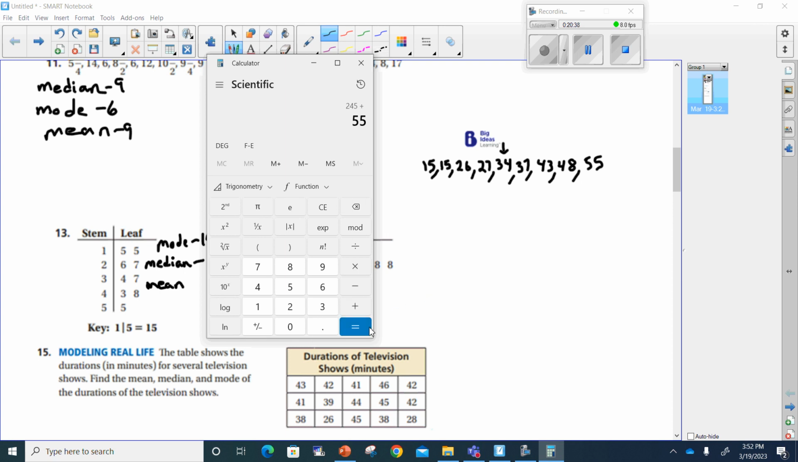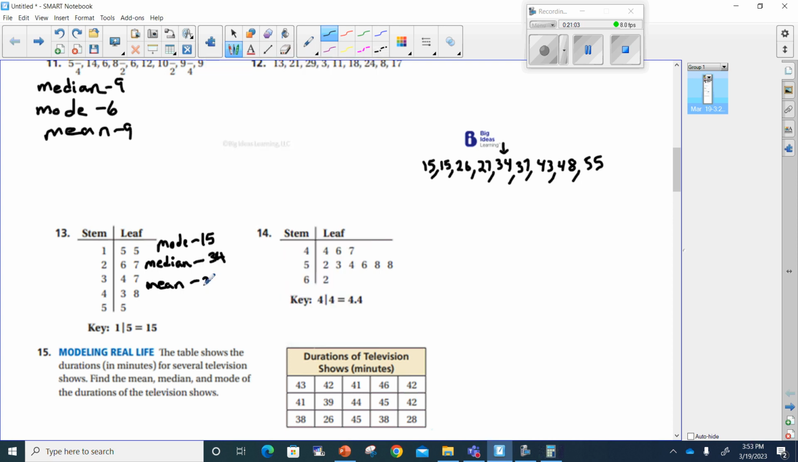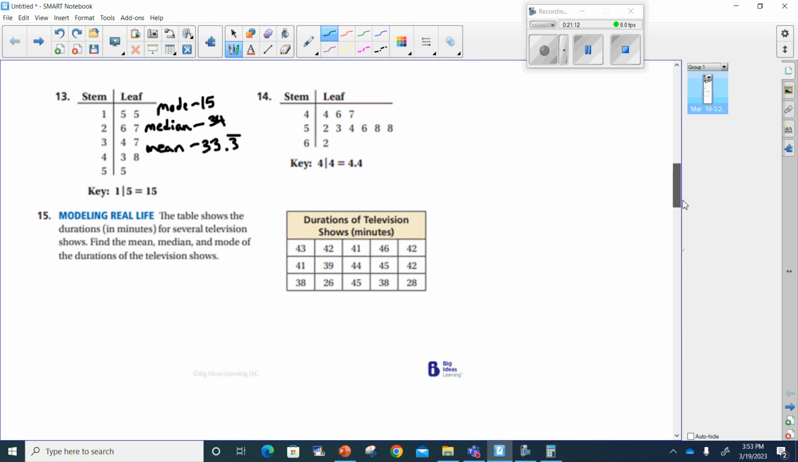All right, so that's going to give us a whopping 300. Now we've got to take 300 and divide it by 1, 2, 3, 4, 5, 6, 7, 8, 9. Divided by 9, that's going to give us 33.3 repeating. It doesn't say to round, so I'm just going to keep it at that exact number. All right, and that was all of that.